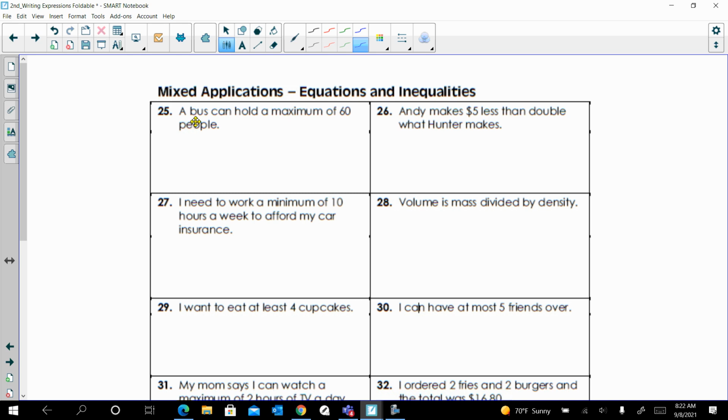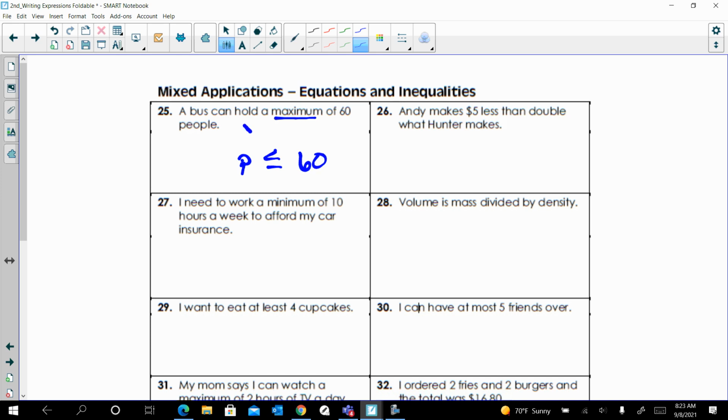So like if I start out on 25, it says a bus can hold a maximum of 60 people. The keyword is right there. The minute I see maximum, that means I have an inequality that's less than or equal to. So a bus can hold a maximum of 60 people. The number of people, I'm going to say P is my unknown. So I'm just saying P is less than or equal to 60.